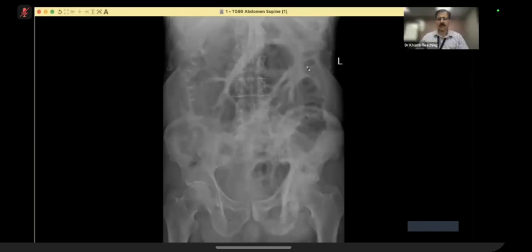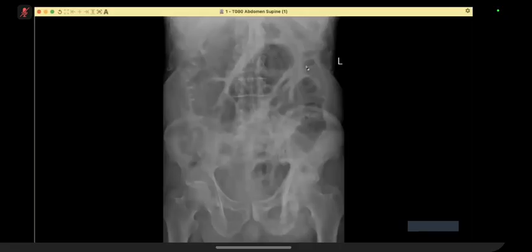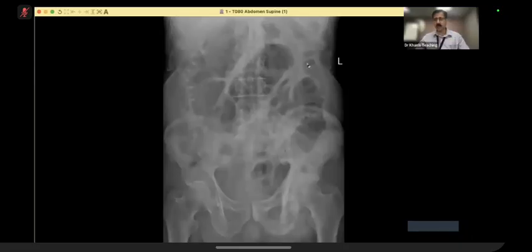As far as this film is concerned, that would be concerning for inflammatory bowel disease. That would explain the lead pipe appearance of this transverse colon. So I would like to correlate with the history of the patient, and any previous images if available. Any other finding you see on this film?